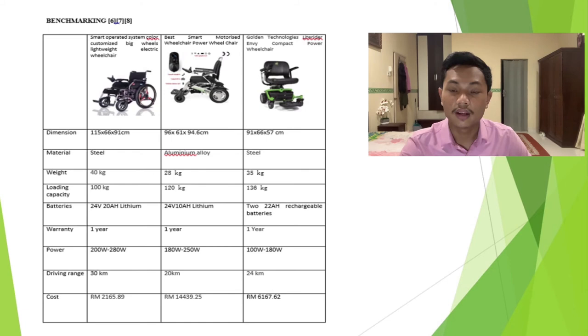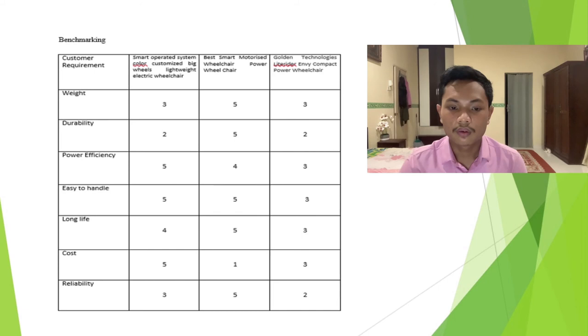So we look at the second table. For the second table, we have evaluated the products that we have chosen from the market based on the criteria that the customer requires. First is weight, second is durability, third is power efficiency, fourth is easy to handle, fifth is long life, sixth is cost, and seventh is reliability. Based on these customer requirements, we found that the second product has the best accumulated mark.